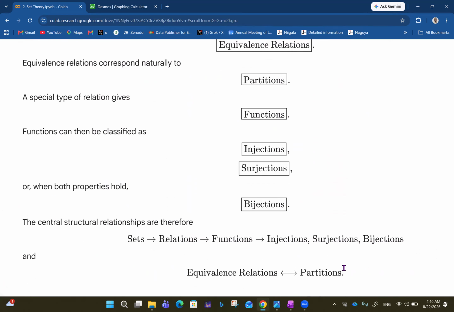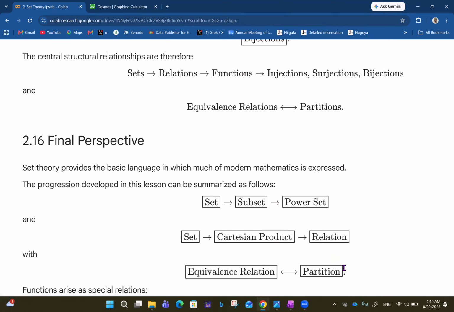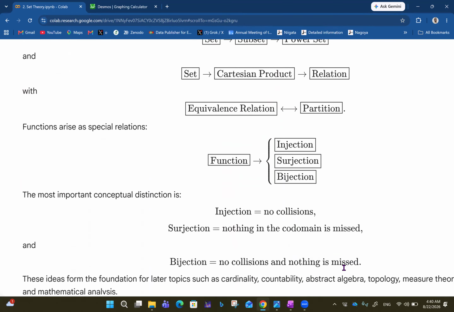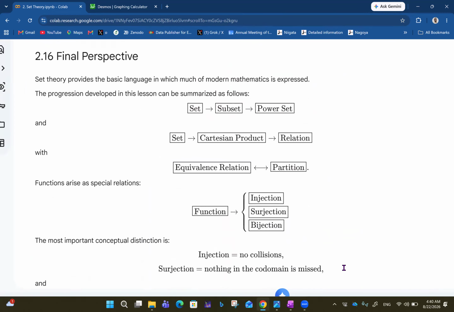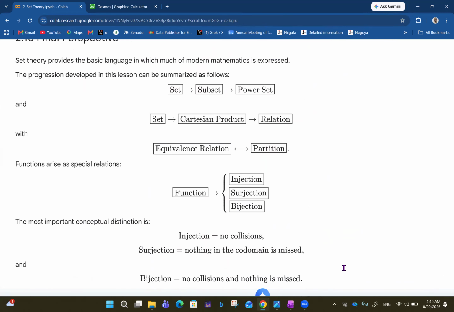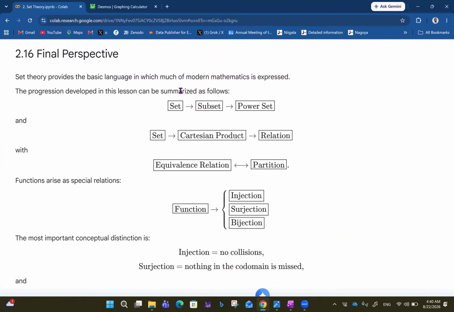And equivalence relations lead to partitions. Then we have the final perspective. For the final perspective, set theory provides the basic language in which much of modern mathematics is expressed. So the progression developed in this lesson can be summarized as follows.